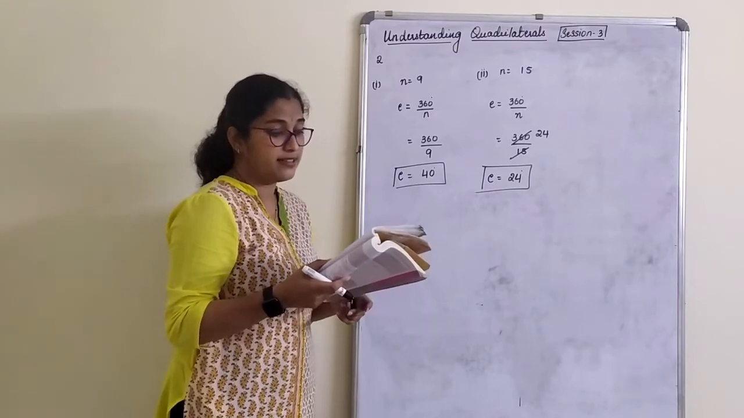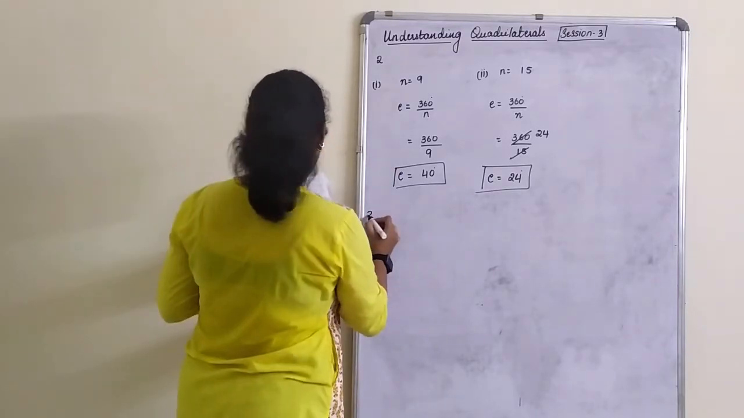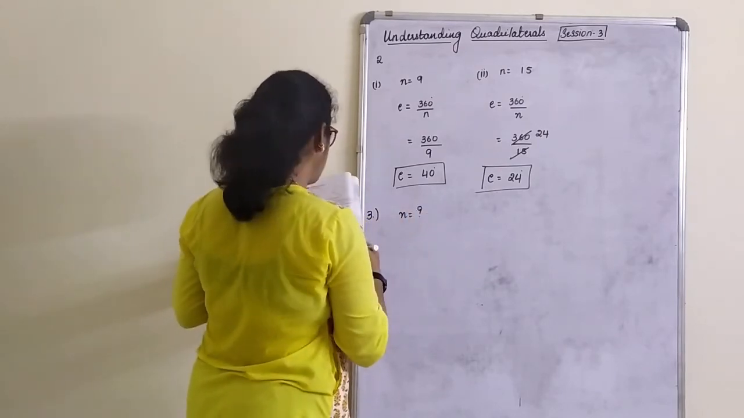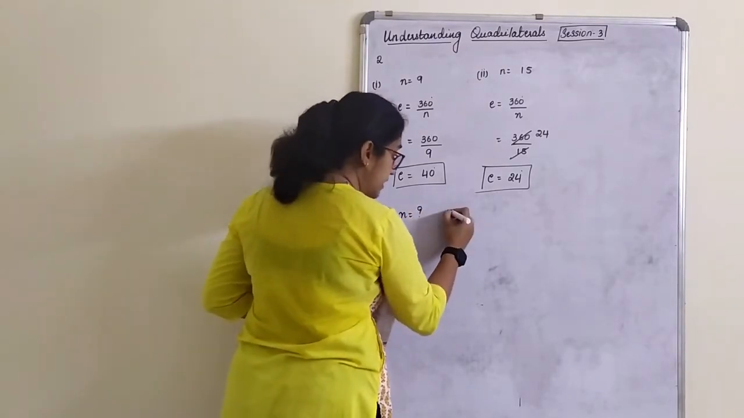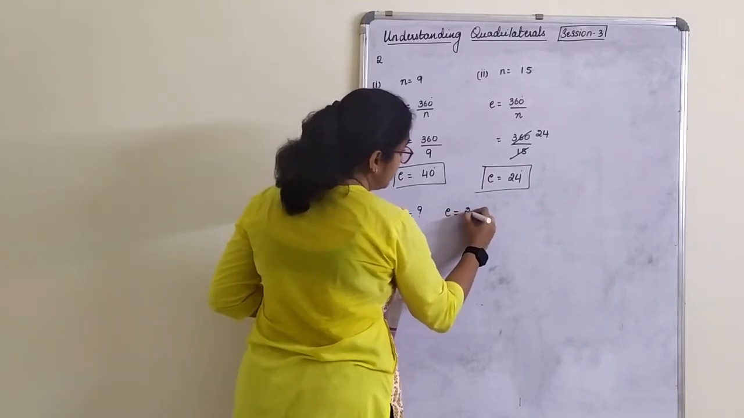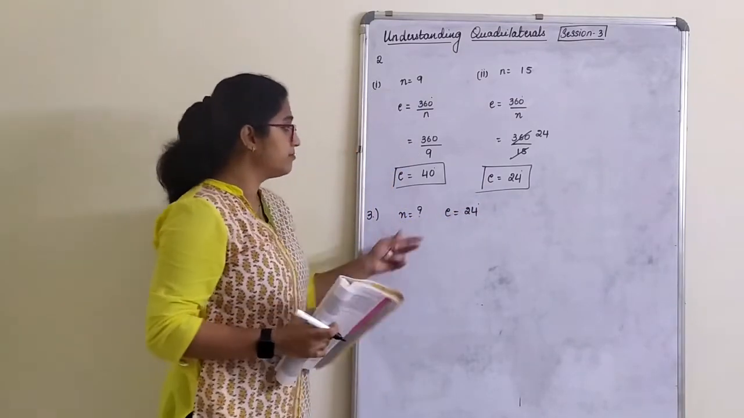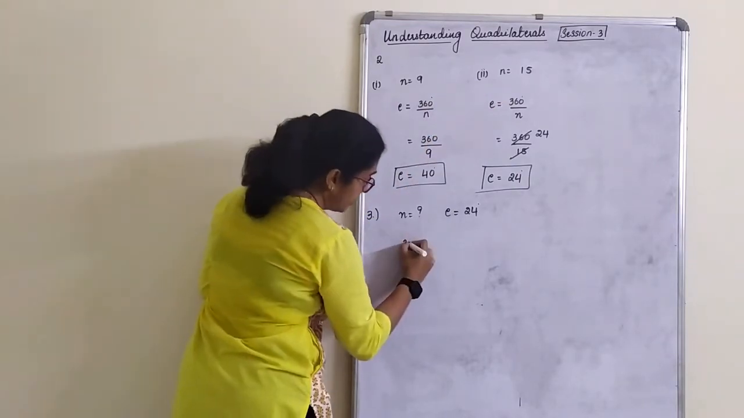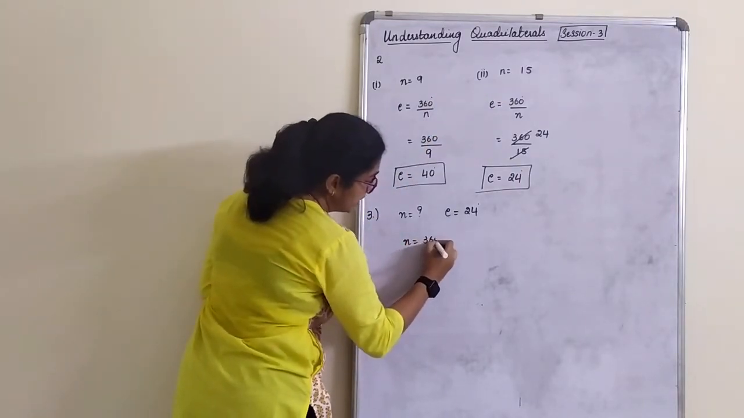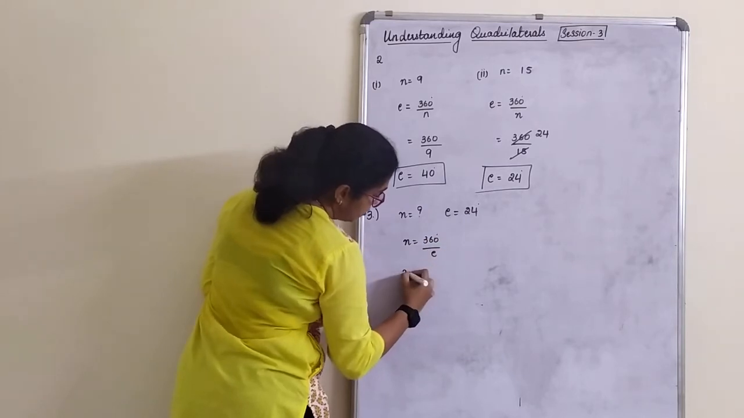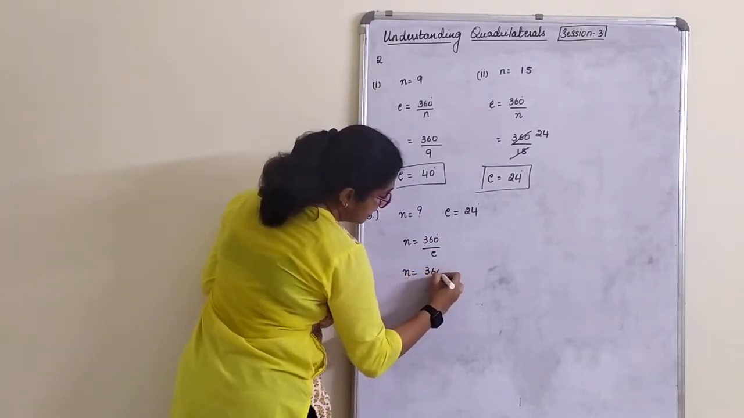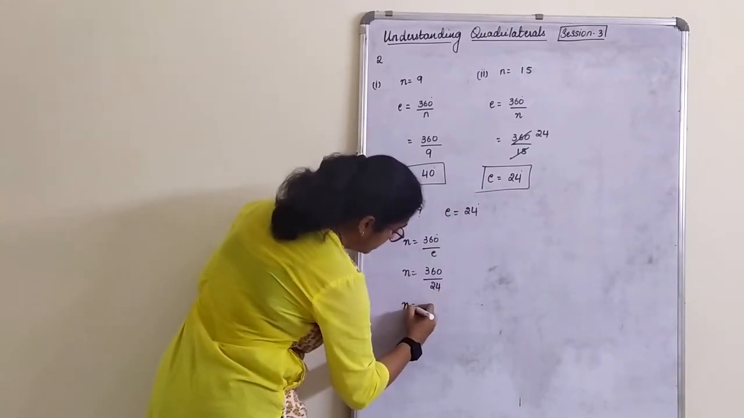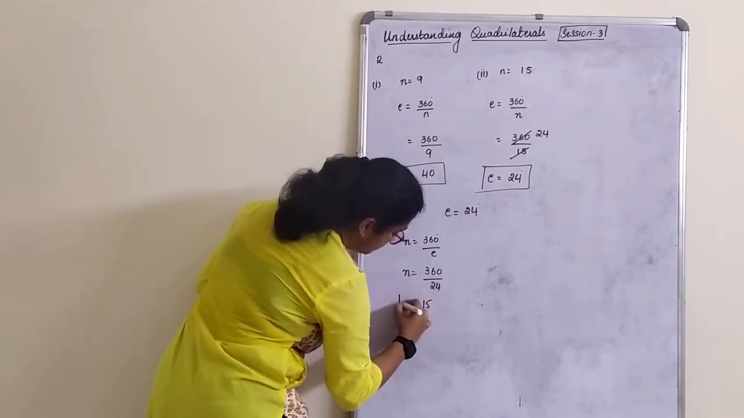How many sides does a regular polygon have if the measure of an exterior angle is 24 degrees? Same question, how many sides will it have? Write the formula: N is equal to 360 upon E. So N is equal to 360 upon 24. It's the other way around. So N is equal to 15 sides.